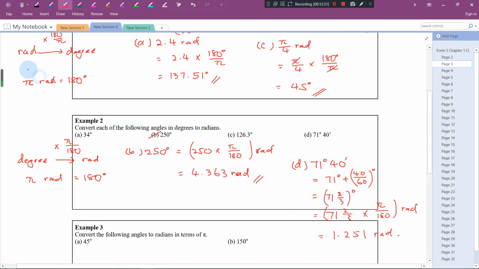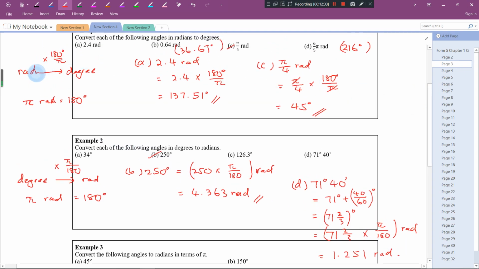Okay, so just remember, radian to degree, number become bigger. You have to times 180 over pi, bigger number on the top. Degree to radian, number become smaller, smaller number on the top. You have to times pi over 180.